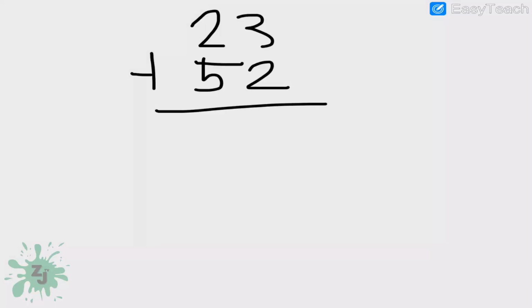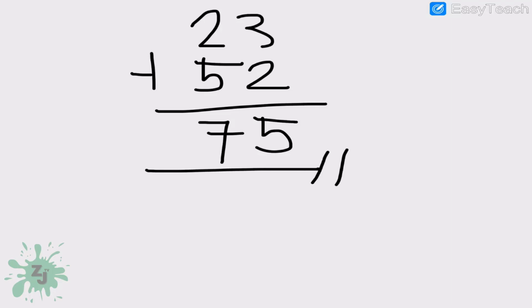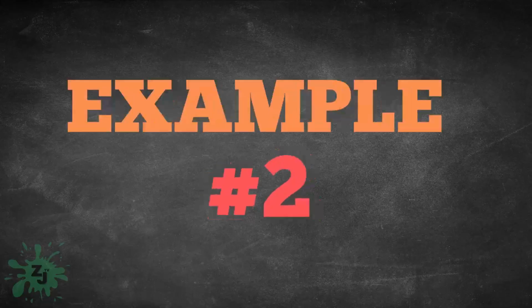To solve this one, what we must do is add it column by column. First is this column, 3 plus 2. Next is 2 plus 5. So 3 plus 2 is equal to 5. 2 plus 5 is equal to 7. There you have it. That is the answer, 75.